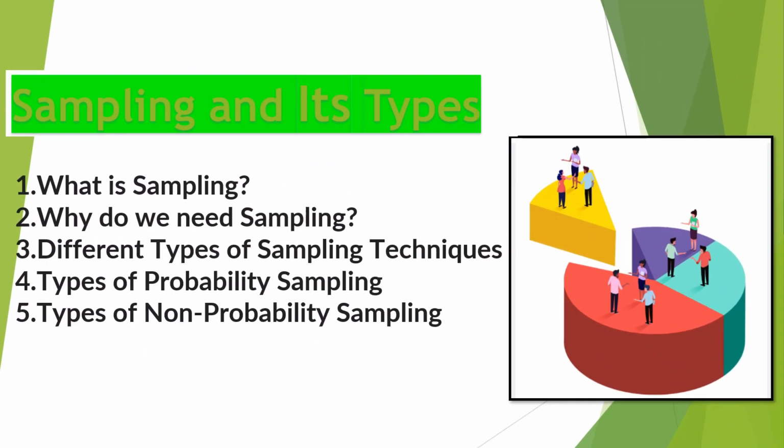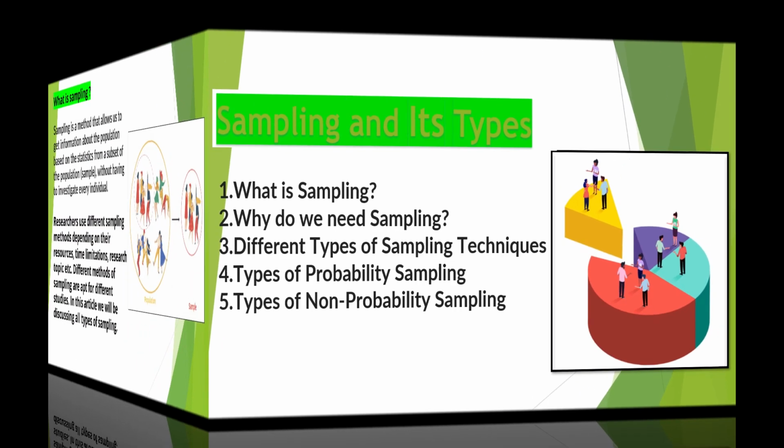So in this video we are going to cover what is sampling, why do we need sampling, and different types of sampling techniques, and types of probability sampling and types of non-probability sampling. So these are basically the two main types of sampling. And we are going to cover this video in two parts.